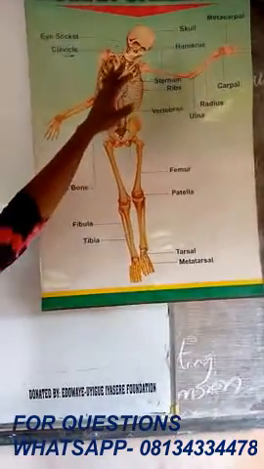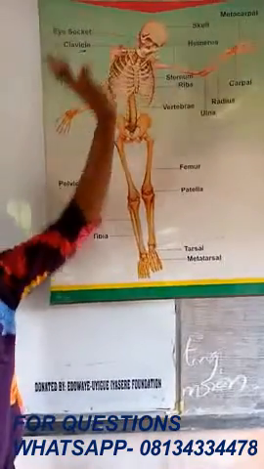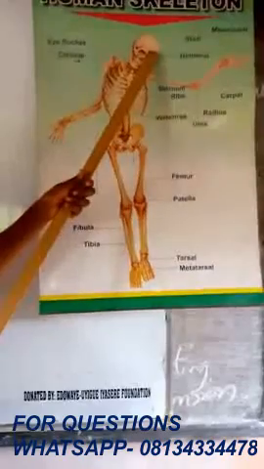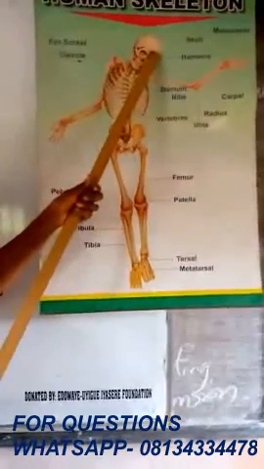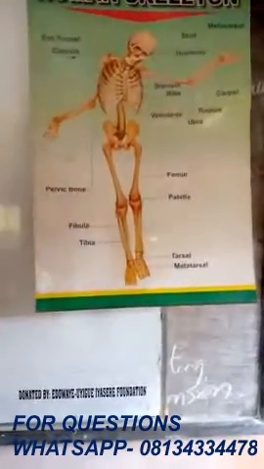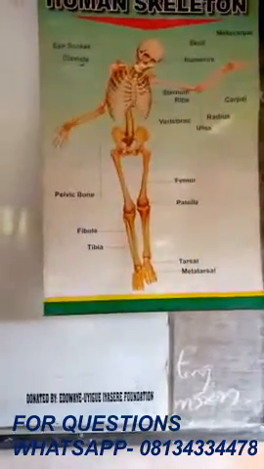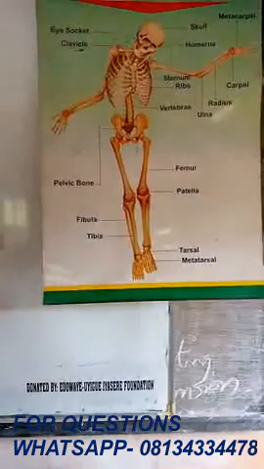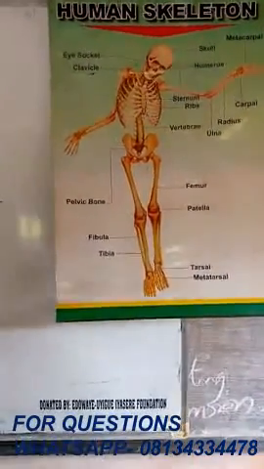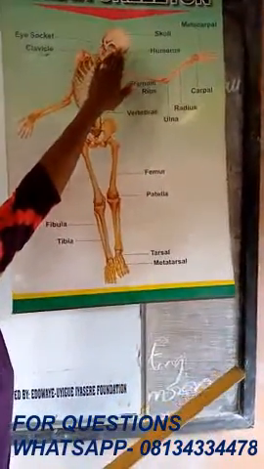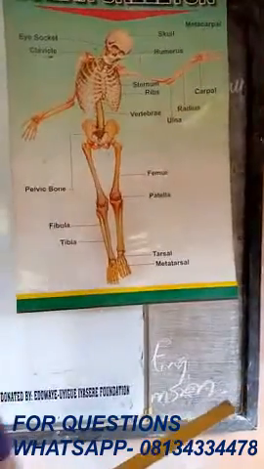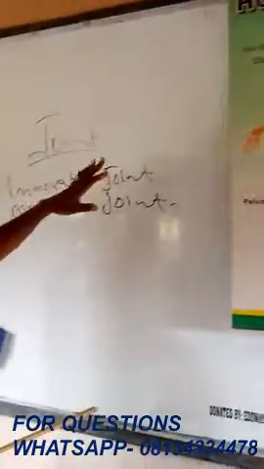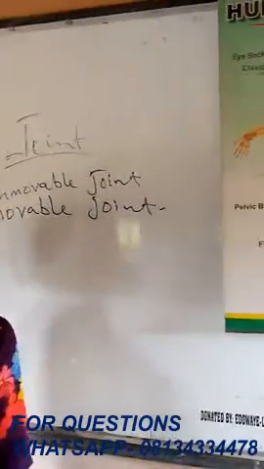An example of immovable joints is the nature of the skull. You can see the skull. The skull is a bony structure that looks like a box. They are bony structures that fused together to form a box. So, in this part, movement is not possible. So, it is an example of an immovable joint, the nature of the skull.